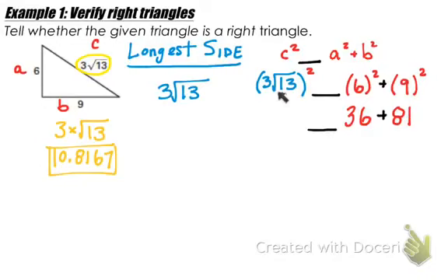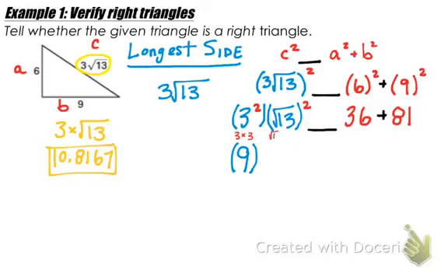And then when I square 3 root 13, that actually means 3 squared times root 13 squared. Okay, so if I simplify further, 3 squared means 3 times 3, so that gives me 9. And then root 13 squared is root 13 times root 13. And then when I square a square root, the square root sign actually goes away. So then if I add 36 and 81, I get 117.